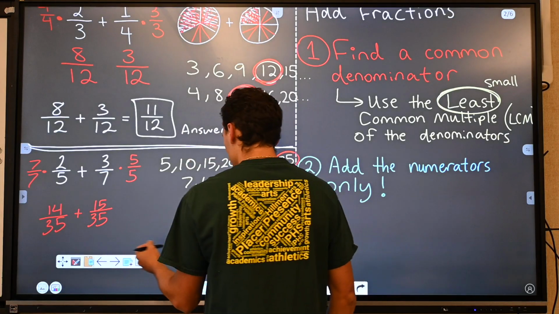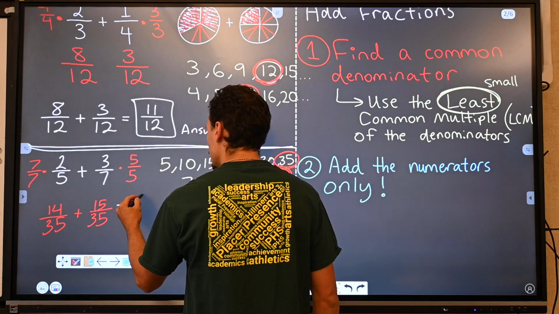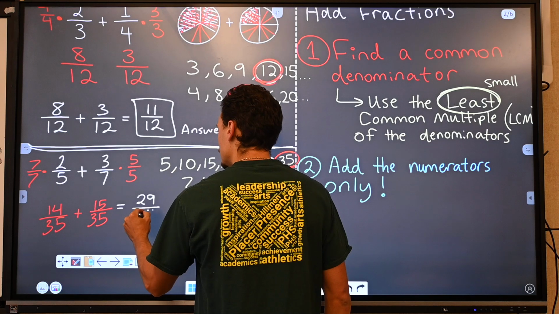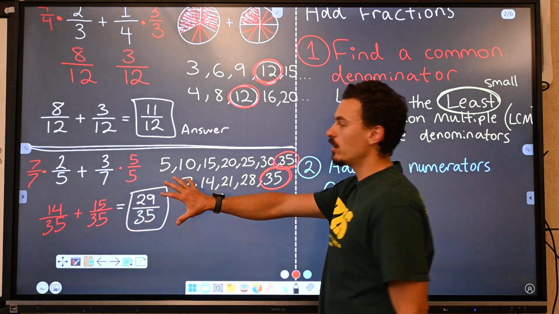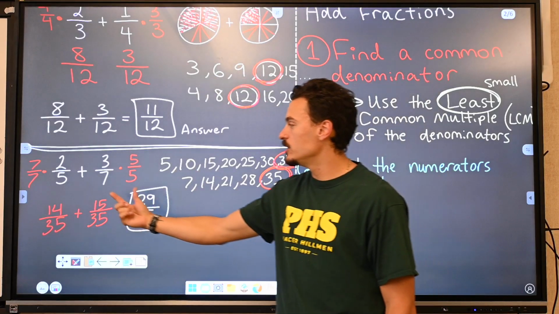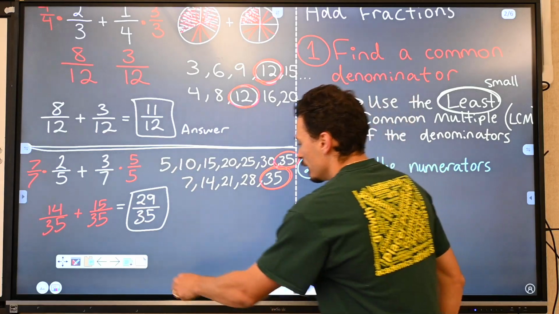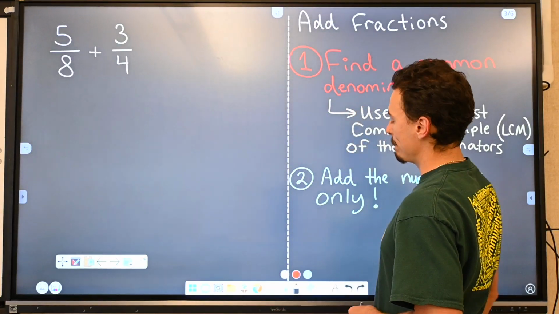We add those up, that gives us 29/35. Okay, so a little bit harder of an example here compared to here, but the thing you need to notice is we are changing our bottom number to match. We need to match our bottom number. Okay, let's talk about this one.